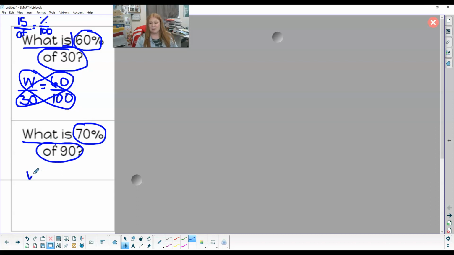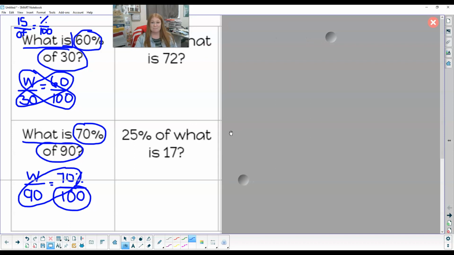So here we have what is 70% of 90. So another one very similar. We're looking for the piece out of the total 90, and that equals 70%. Percent's always out of 100. So I'm going to take this here and do 90 times 70, and then I would do W times 100, so I need to divide by 100. 90 times 70 and then divided by 100 will tell me what is this piece.